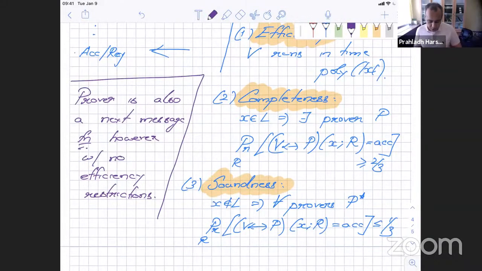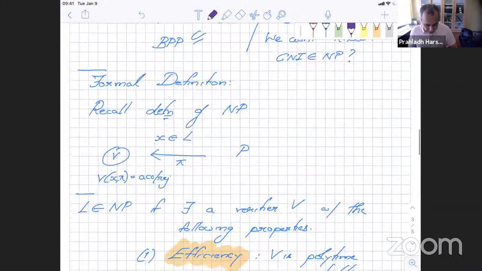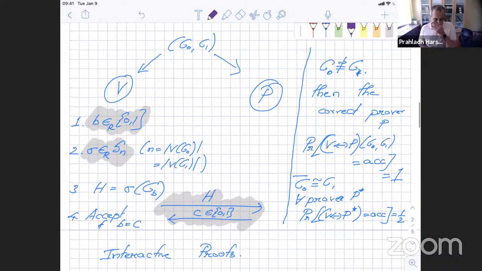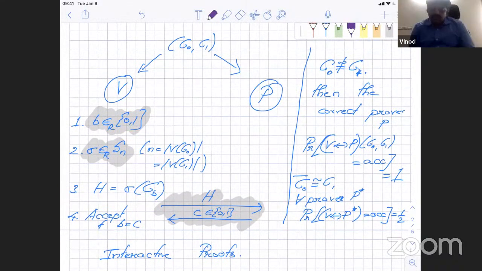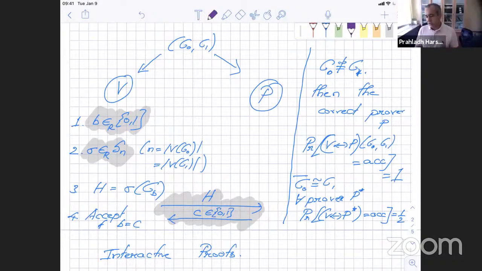Okay, so let's go to Vinod's question. Let's look at the next message function of this protocol. This is just a 2-round protocol. The verifier asks one question, and the prover answers. What's the randomness needed? The randomness is needed to pick a bit B and a random permutation. There are n factorial permutations, so log of n factorial bits of random coins need to be tossed.